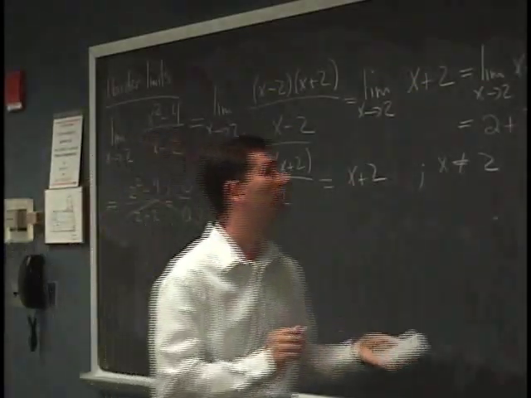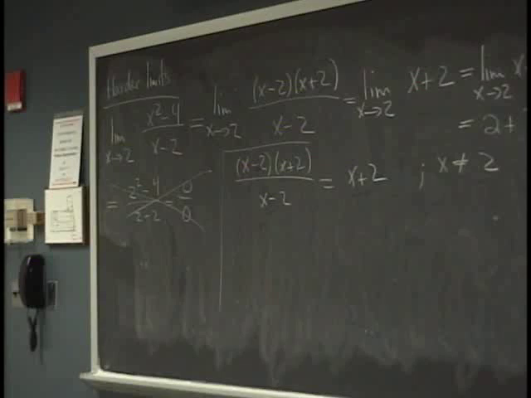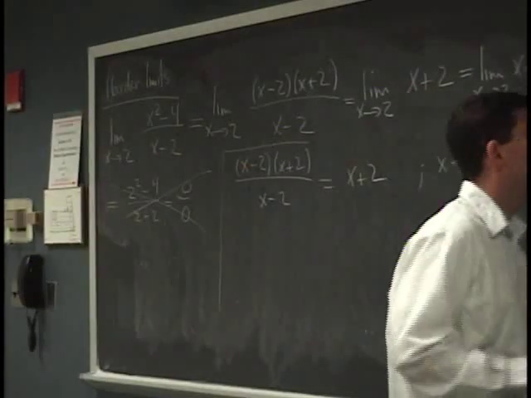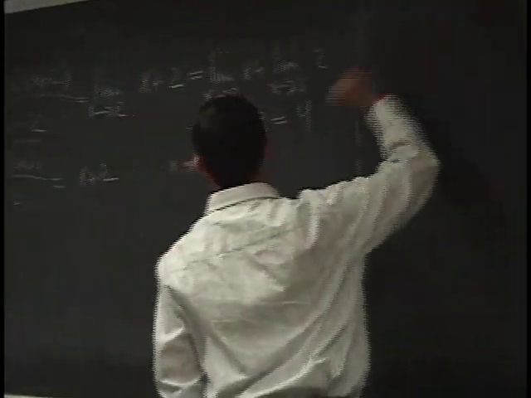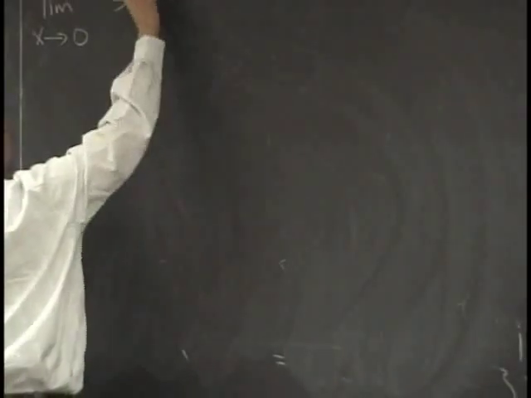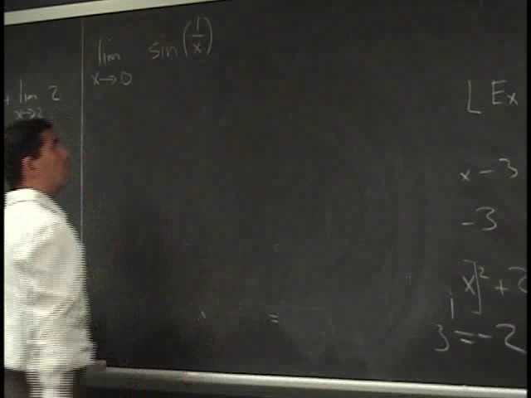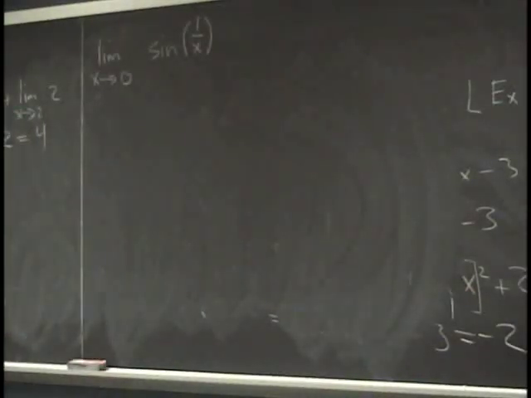Let's do another sort of example. I just want to show you where things can go a little wrong. Let's look at the limit as x goes to 0 of sine of 1 over x.